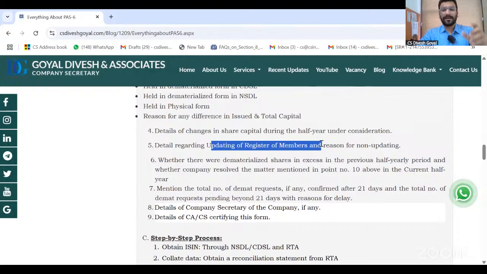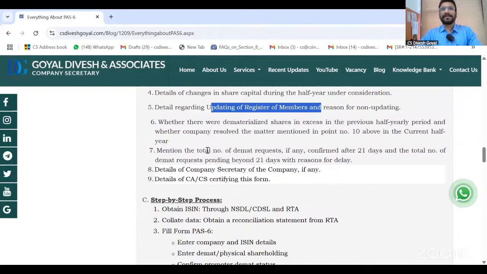of members. First part: once the Demat provision is applicable to you, you don't have to prepare the register of members. The provision of the register of members will not be applicable to you. Once the Demat is applicable, your register shall be prepared by the RTA. So you have to take the register from the RTA after that. And PS6 is mandatorily required to be certified by the CA and CS.